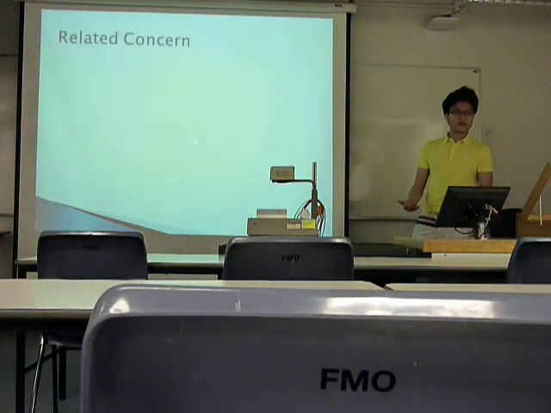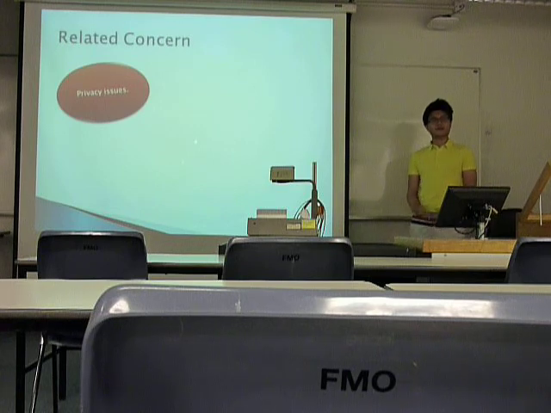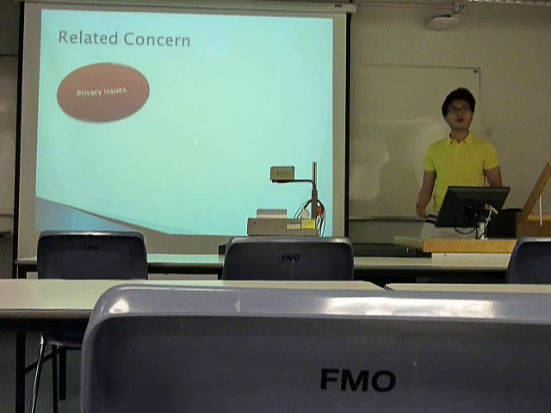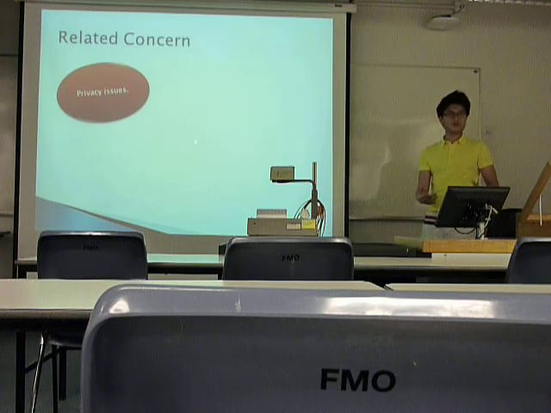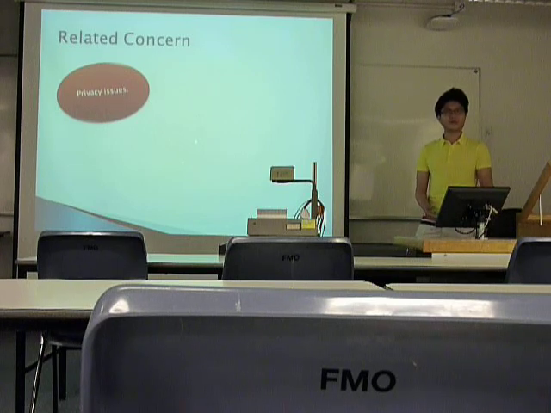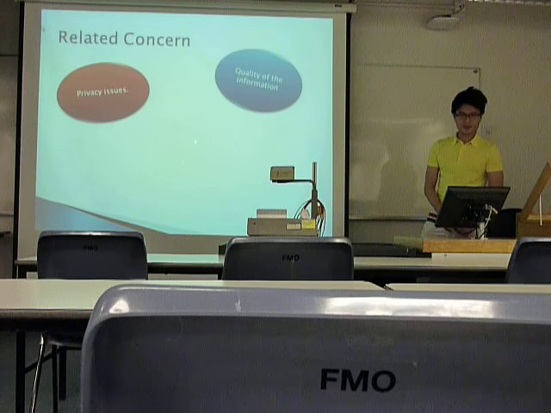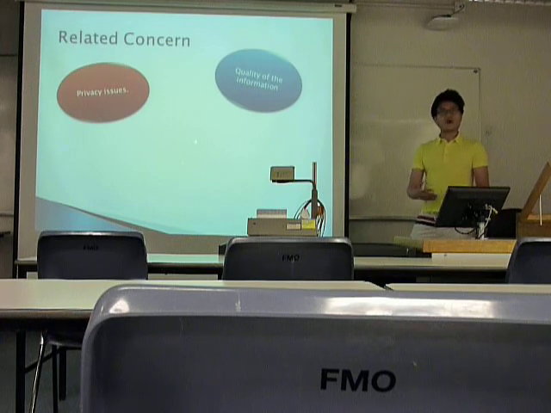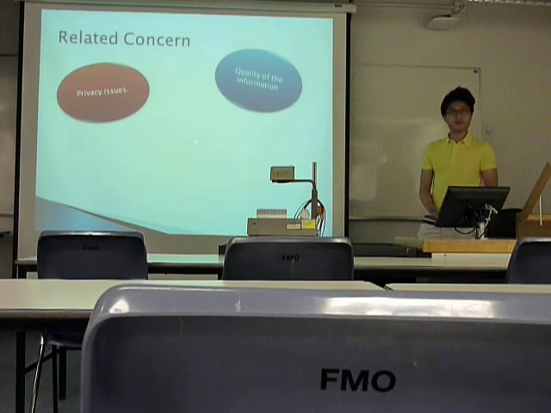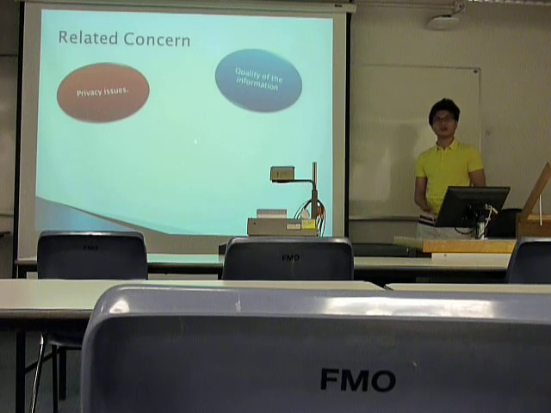But there are several related concerns we cannot ignore. First of all, the privacy issues, because we share a lot of information on YouTube, Twitter, and Facebook. So much of your information will leak out, and many other people will know your privacy. Your privacy is exposed to others, so it poses a big danger to everyone. And secondly, the quality of the information, because everyone can share what they know on the internet, like on Wikipedia. Everyone can add data on Wikipedia, so the quality of the information is not high enough.